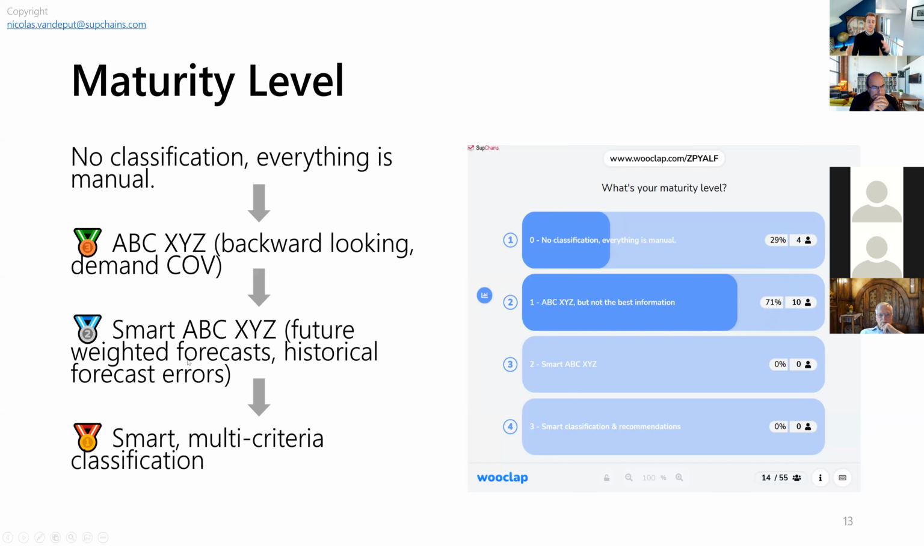Second stage is, no, I have ABC. I'm using some very smart KPIs. I'm looking at future forecast weighted by values. I'm looking at historical forecast errors, so I really know which product I should work on. Last stage would be this smart classification, where you take into account business criticality, your supplier, and so on. Well, I see that we already have 31 answers. That's great.